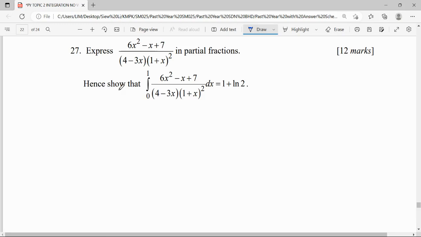Express the fraction in partial fractions. Hence, we have to integrate this and show the answer is 1 plus ln 2. So first, we analyze our fraction where the numerator is quadratic.